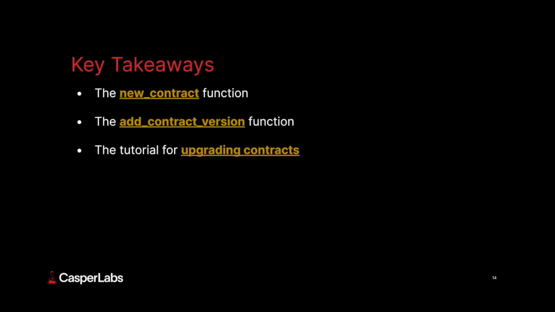The new contract function creates a contract package that can be upgraded or versioned by default. Remember that we are versioning the package, not the contract per se. Use new locked contract if you do not want to version your package. The add contract version function helps you add a new contract to the contract package and manages the package version. Finally, you can follow the tutorial for upgrading contracts in the documentation.